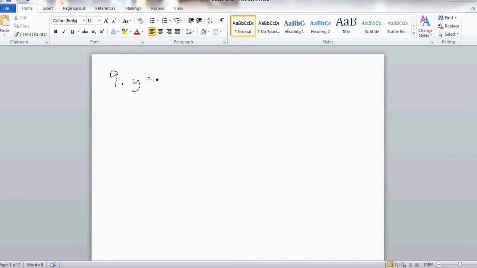says y equals -3 sine of 2x plus pi over 2. So we have sine. I can see that the amplitude is 3, but this negative is going to reflect it over the x-axis. So I know I'm going to reflect over the x-axis. The amplitude is going to be 3.